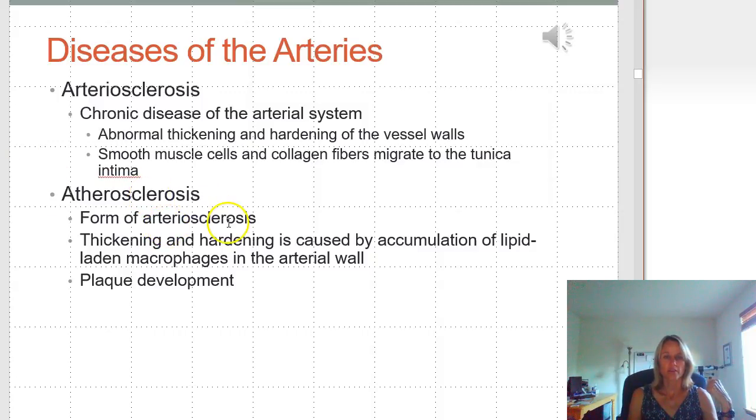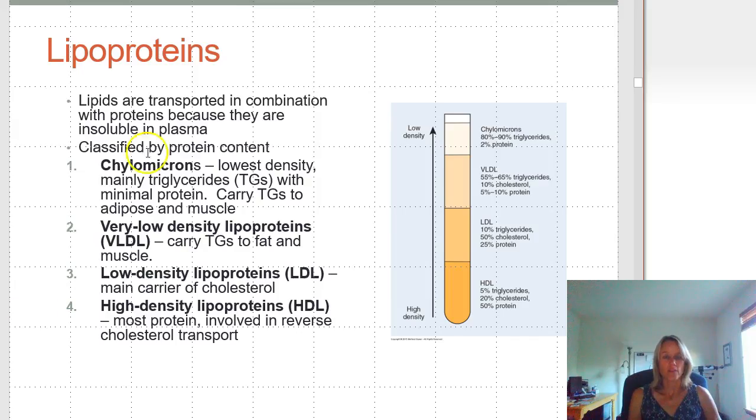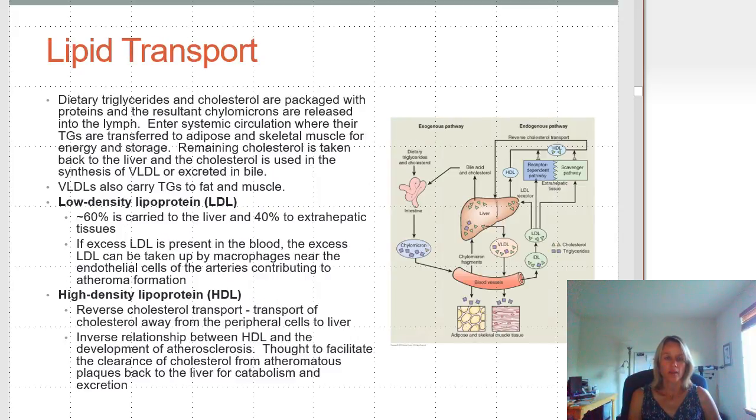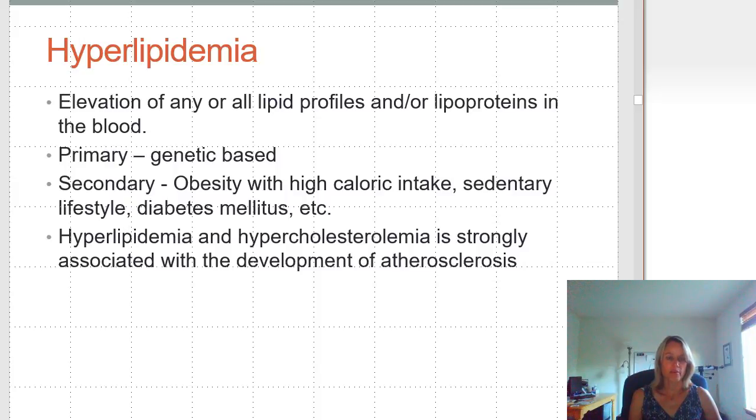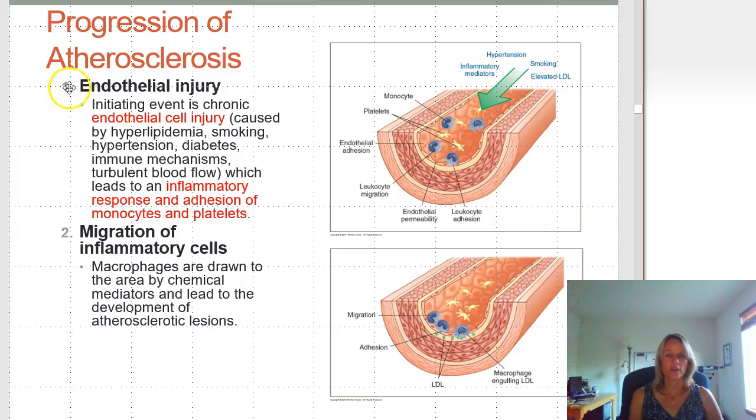Atherosclerosis is a type of arterial sclerosis, but it is differentiated by accumulation of lipid-laden macrophages in the arterial wall. And this is going to be common when we have high amounts of LDL. So you might want to just quickly review your lipoproteins as well as lipid transport, and then take a look at hyperlipidemia. Now I want to talk about the progression of atherosclerosis.